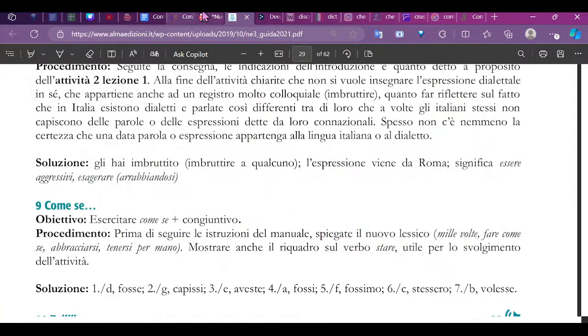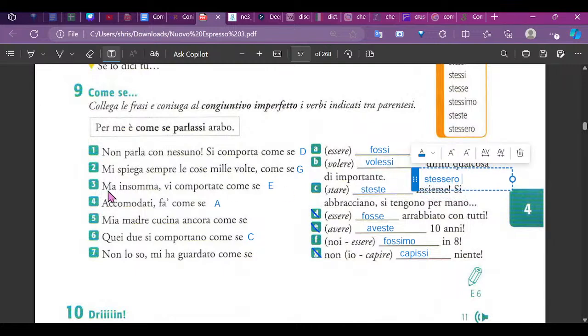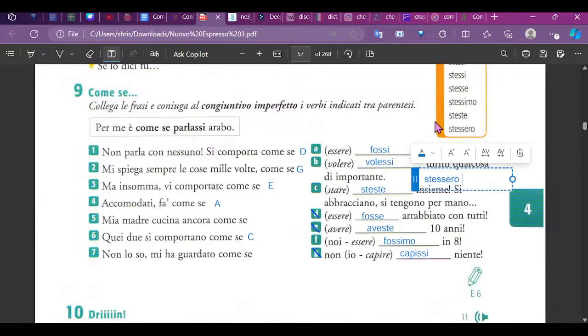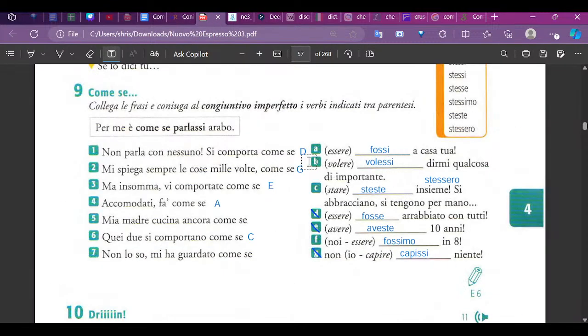EV computer. Are you sure? Yes. I don't think that's right. I think that's a typo. Well, let's say it's B. Oh, B. I don't know which one it is. It could be mia madre. No. You look at me as if he looked at me. So that would be voleste.